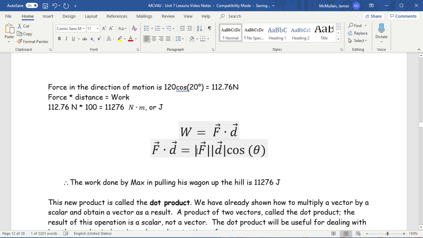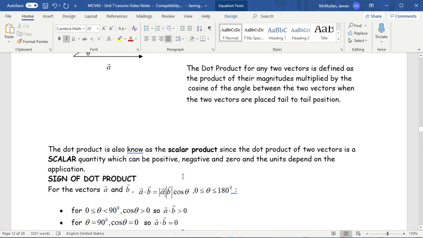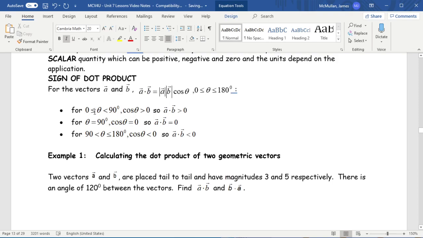Well, the magnitude of A is always positive. The magnitude of B is always positive. Cos theta, though, can be negative, right, if theta is bigger than 90 degrees. So that's where this little chart is coming from. If theta is in between 0 and 90, cos theta is positive, so the dot product will be positive. If theta is 90, then cos theta is 0, so the dot product is 0.